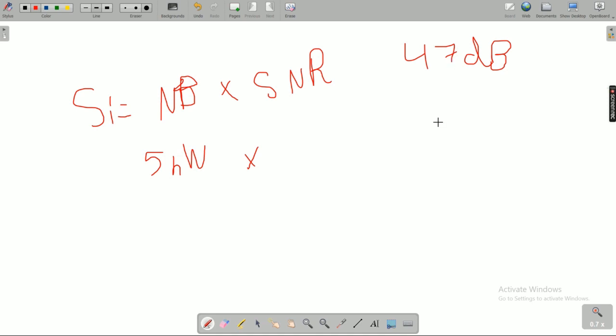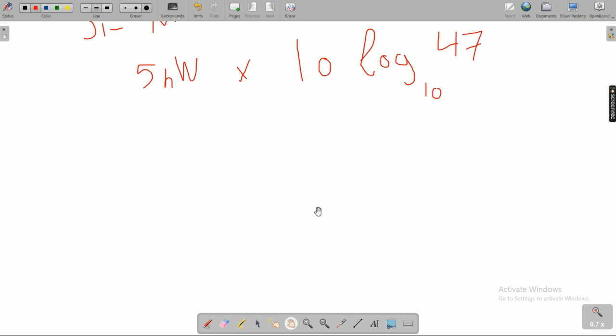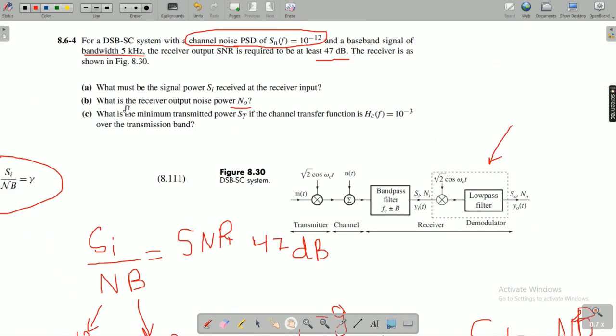To convert the decibel to a constant value, all we do is the following. We replace the 47 by 10 multiplied by the log to the base 10 of this value. This is a formula to convert values from decibel to a constant value. By multiplying 5 nanowatt by this value, we will obtain 83.60489 nanowatt. This is the signal power Si received at the receiver input.